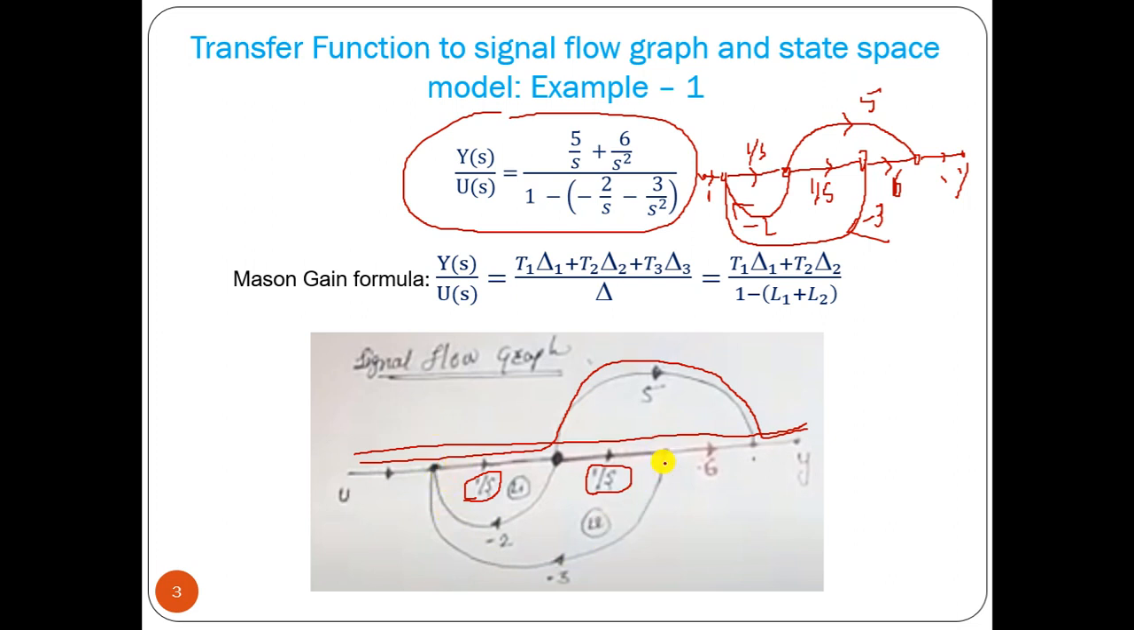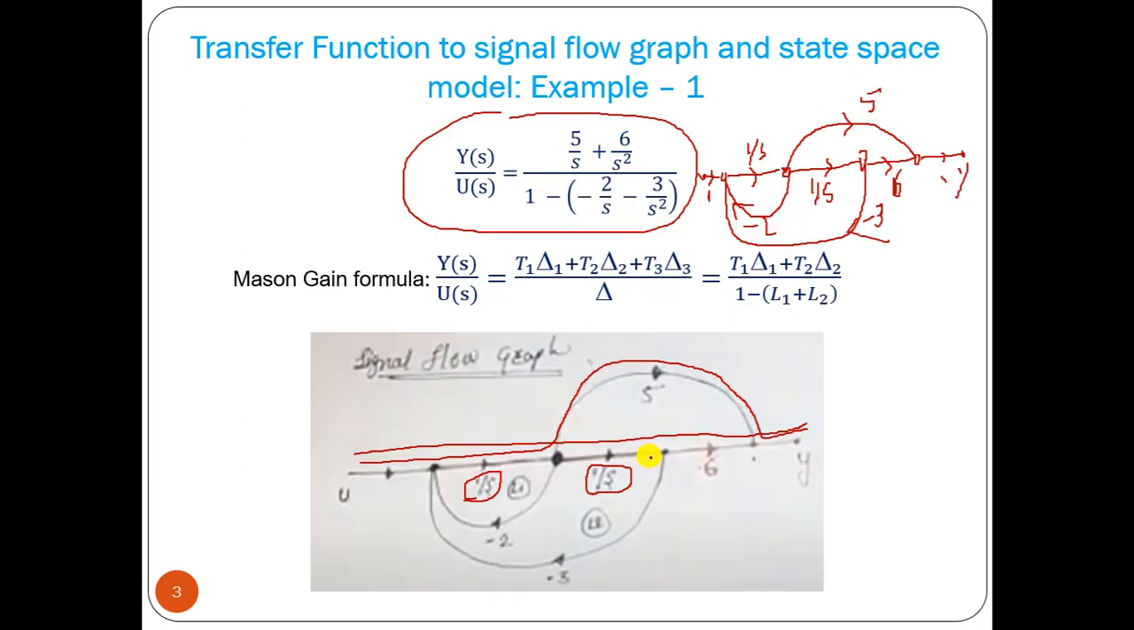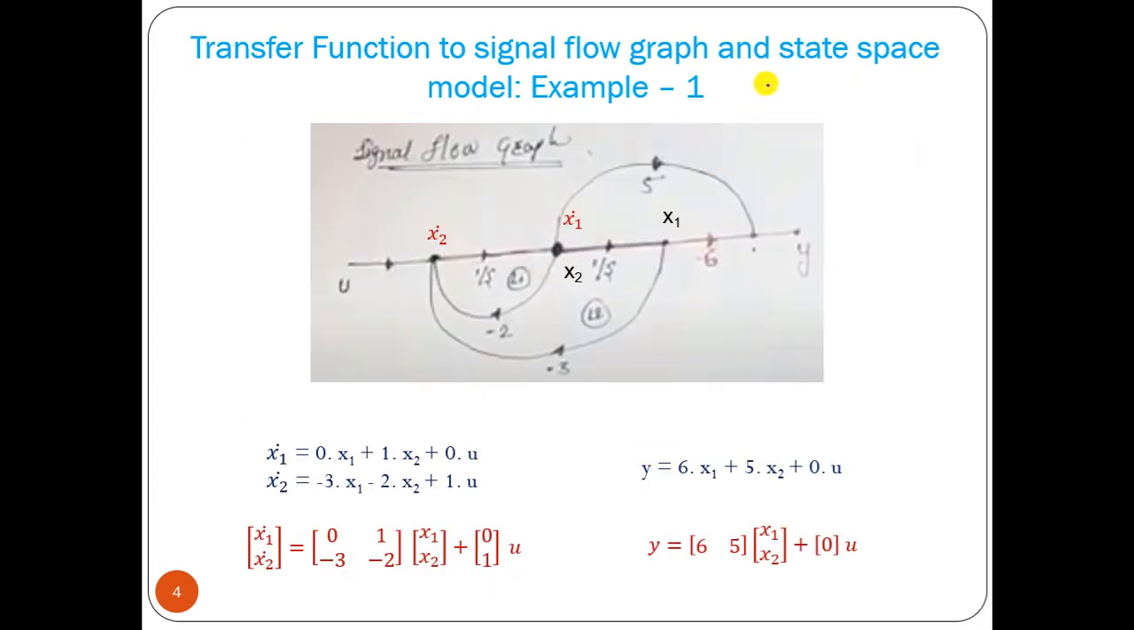So this is the signal flow graph from the transfer function. Now we can find out the state space model or state space equation. So what we can do, the 1 by s term is there, the output of that should be one variable, so this is x1. Before that we have x1 dot, that should be equal to x2 variable. Before the integrator we will have x2 dot, these are the variables.